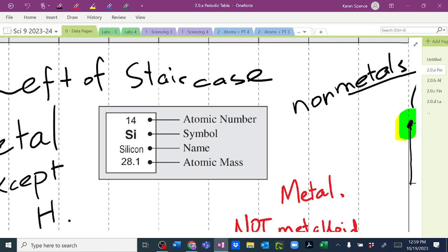So the answer, where is the mass number on the periodic table? It is not on the periodic table. I have to give it to you in the question. Or I have to give you the number of neutrons and you can calculate the mass number. But you will not find mass number on the periodic table. Okay?